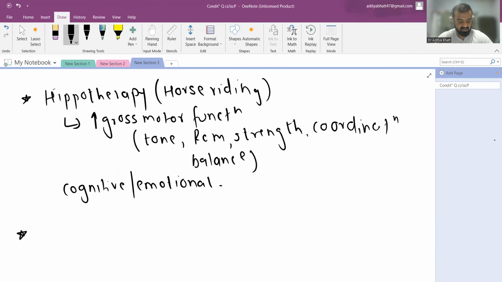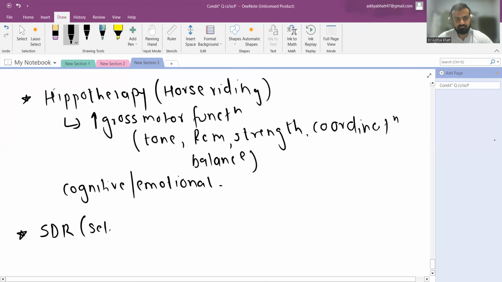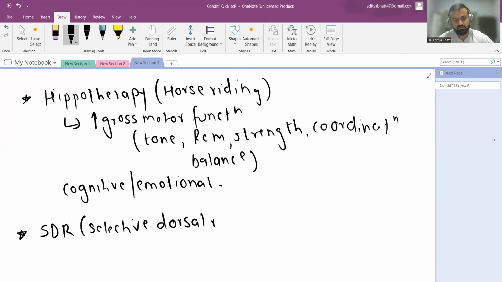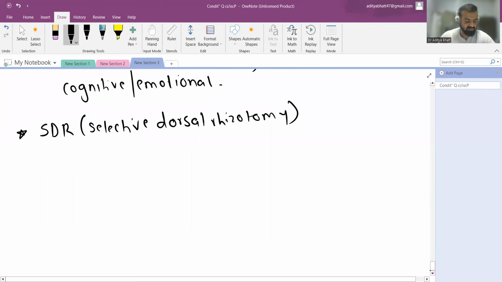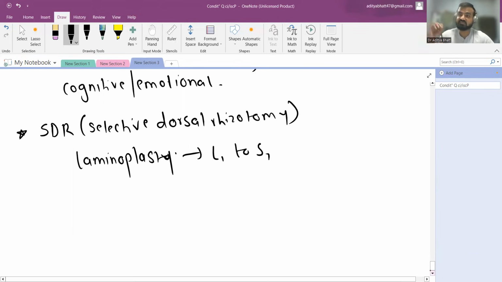What is the other recent advance? The next one is SDR, selective dorsal rhizotomy. Now, what is SDR? In this, we do laminoplasty of L1 to S1. This is extremely beneficial in patients with diplegic CP.